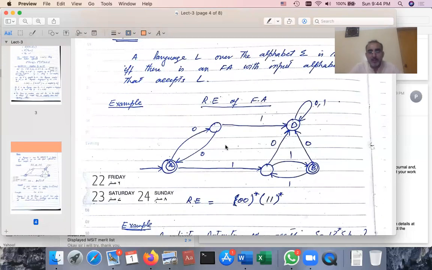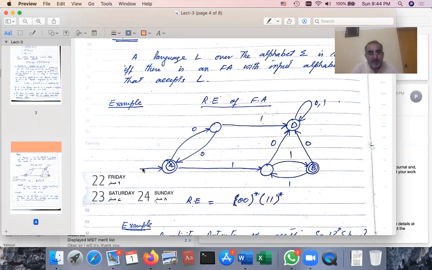Regular expression of an FA. So this is an example where some FA will be given to you and you have to write a regular expression for that FA. For example, this FA is given to you and then you have to write the regular expression. So you have to think, okay, initial state and it is a final state, and there is another final state here.